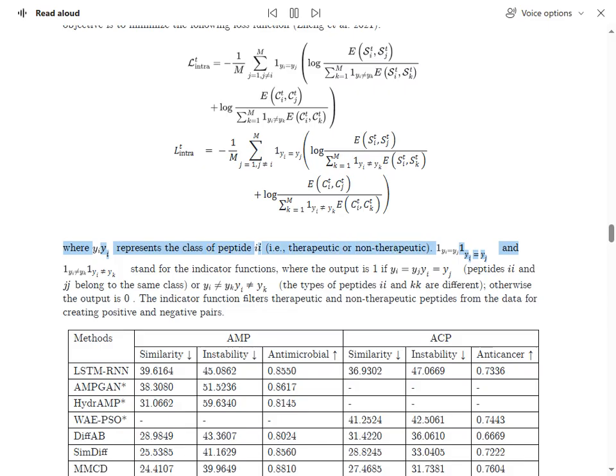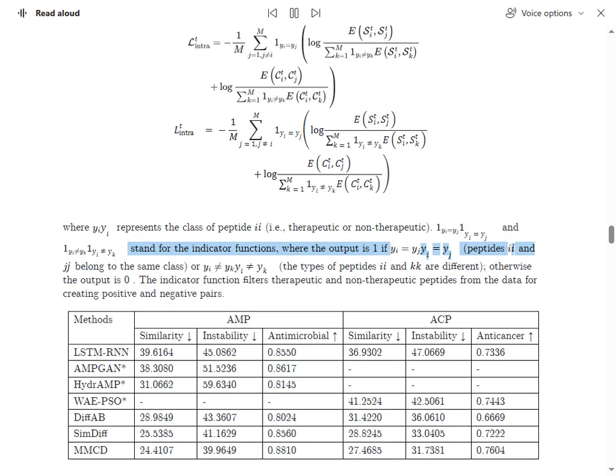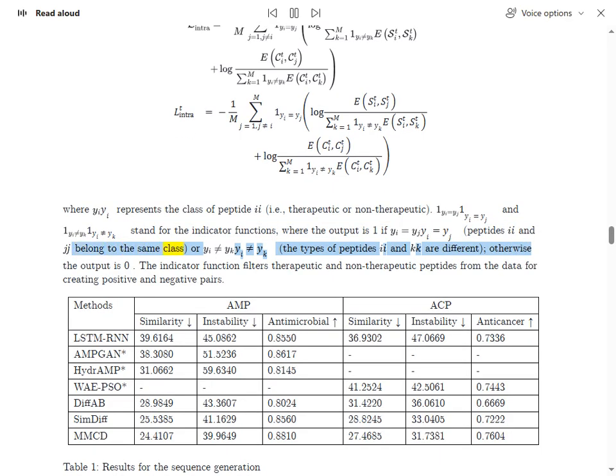1 subscript Y_I equals Y_J, and 1 subscript Y_I is not equal to Y_K stand for the indicator functions, where the output is 1 if Y_I equals Y_J, peptides I and J belong to the same class, or Y_I is not equal to Y_K, the types of peptides I and K are different, otherwise the output is 0. The indicator function filters therapeutic and non-therapeutic peptides from the data for creating positive and negative pairs.